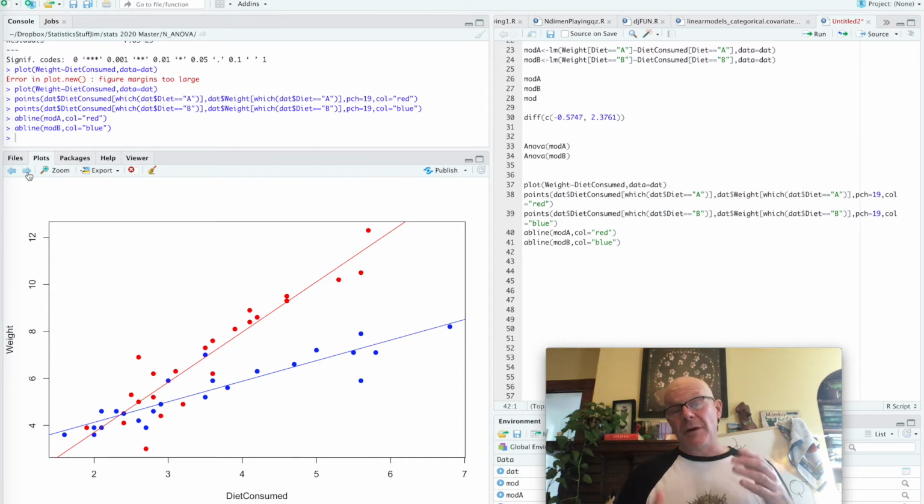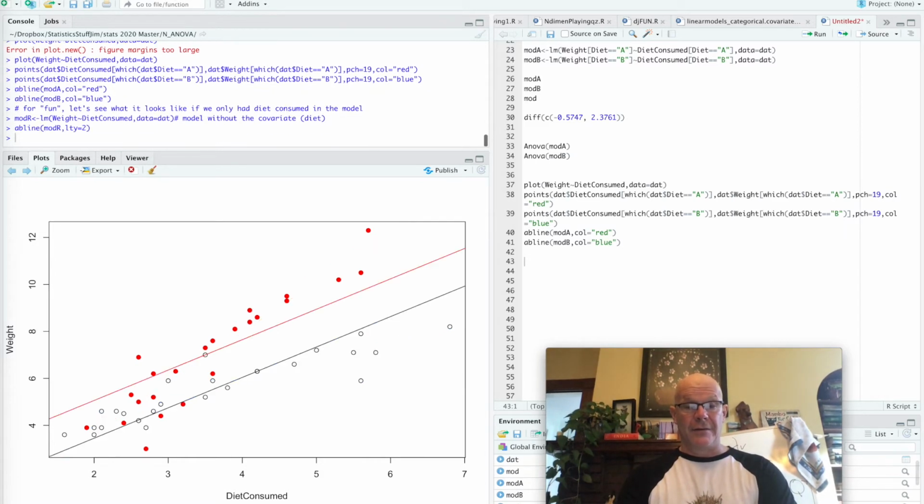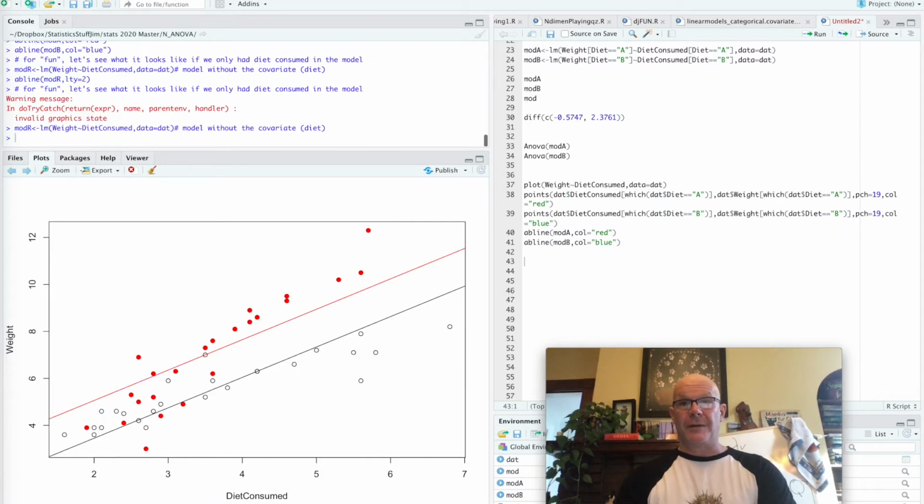And we can see the power of this type of approach because we're including a lot more information in the model. If we had just done a linear model where we had only put diet consumed in there and ignored the different diets, that line would look something, nope, that's not what I meant to do.